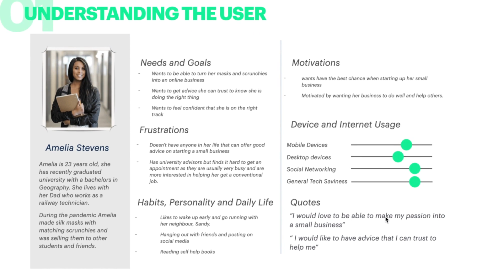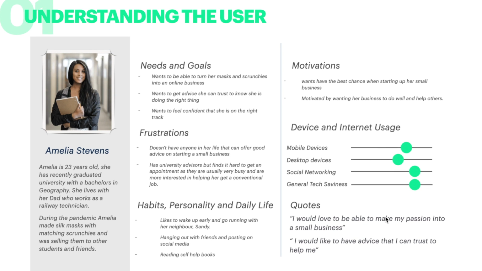Then we move on to understanding the user. This is really important. This is where we empathise, and this particular user here, Amelia Stevens, was the person I focused on. She is a 23-year-old student who's recently graduated. She has a bachelor's degree, but during lockdown she started a scrunchie business that matches masks, they're silk, and she wants to take them into more of a business rather than just selling to her friends. And she doesn't have anyone around, and there's so much information on the internet that she doesn't know who she can trust with advice. So her frustrations, needs, goals, and motivations were what I kept referring back to when making decisions about the design of the app.